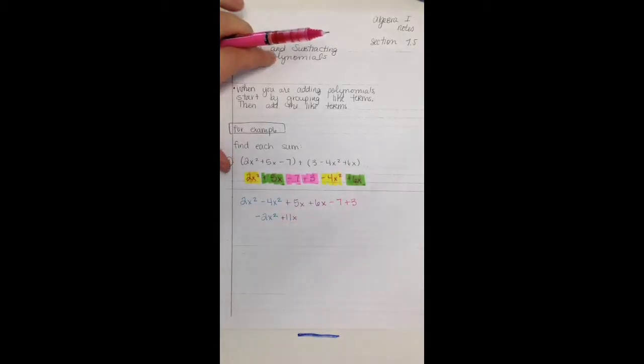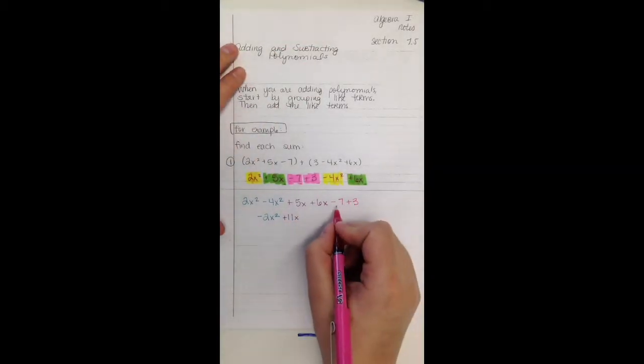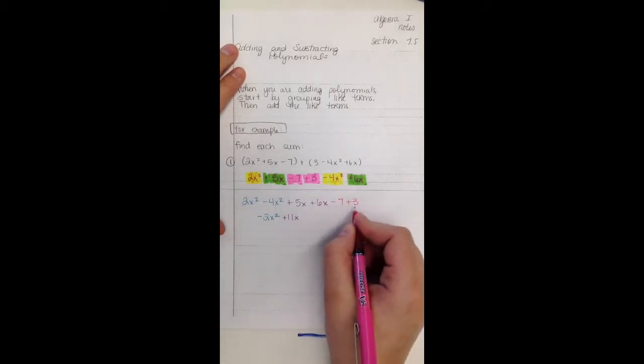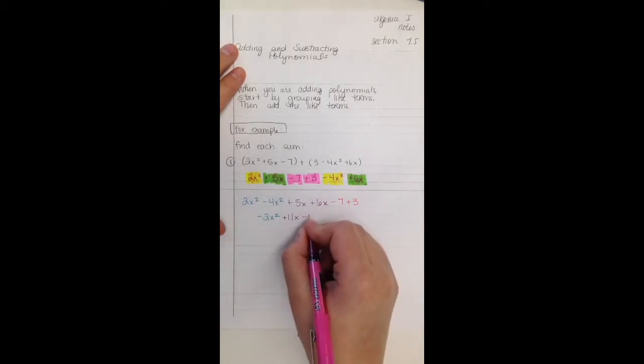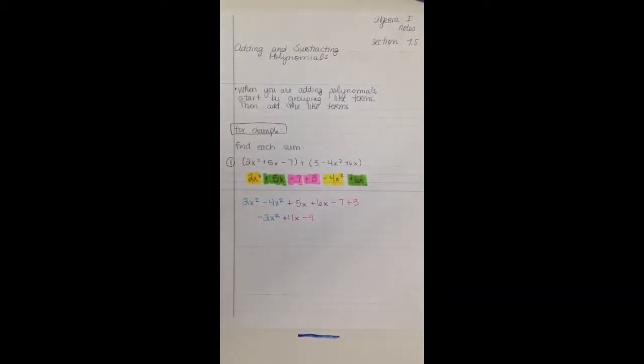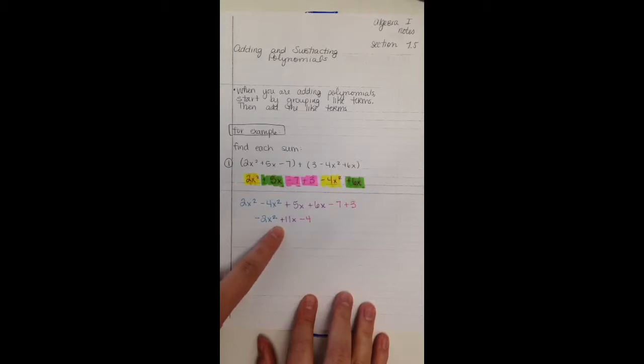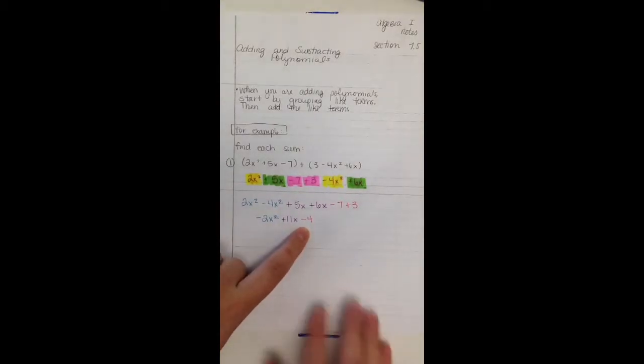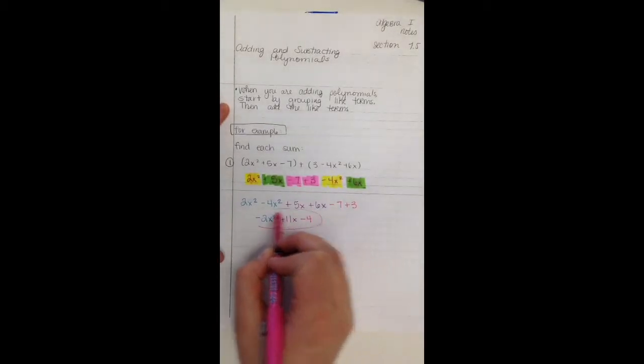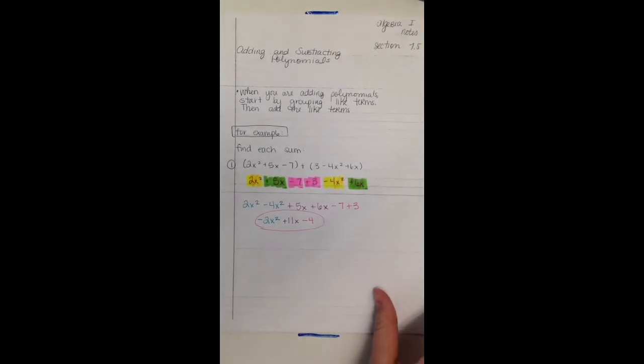That stays the same. Then I'm going to deal with my constants. Minus 7 plus 3 is the same thing as negative 7 plus 3, which is minus 4. So my finished product is negative 2x squared plus 11x minus 4. And that is all I have to do. So go ahead, turn to the next page. Let's try this next one together.